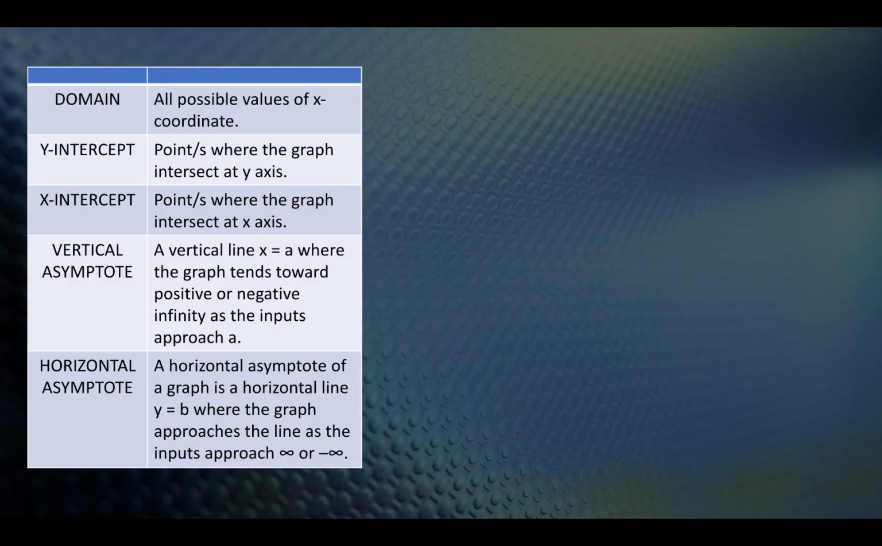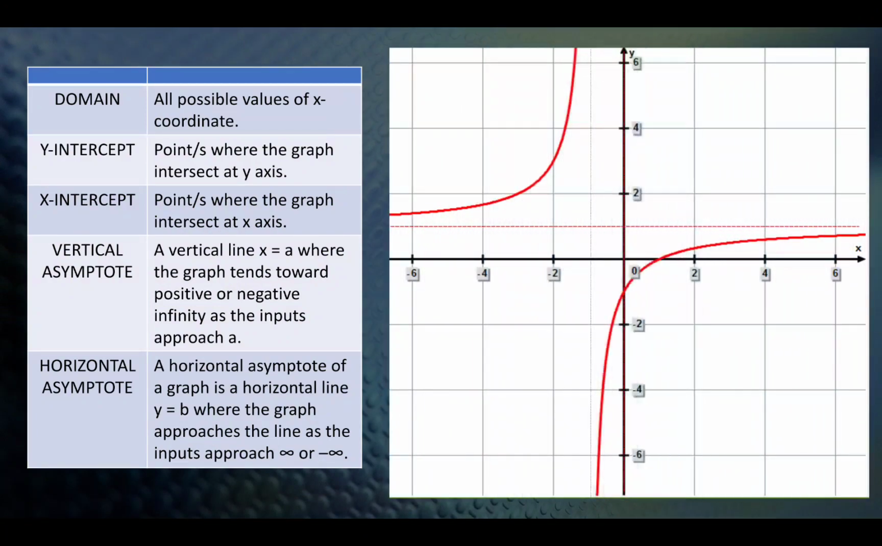Unlike other functions, the graphs of rational functions are very unpredictable. They include a lot of curves. That is why we're going to first discuss some of the characteristics of a rational function, and this includes the domain, the intercepts, and the asymptotes.